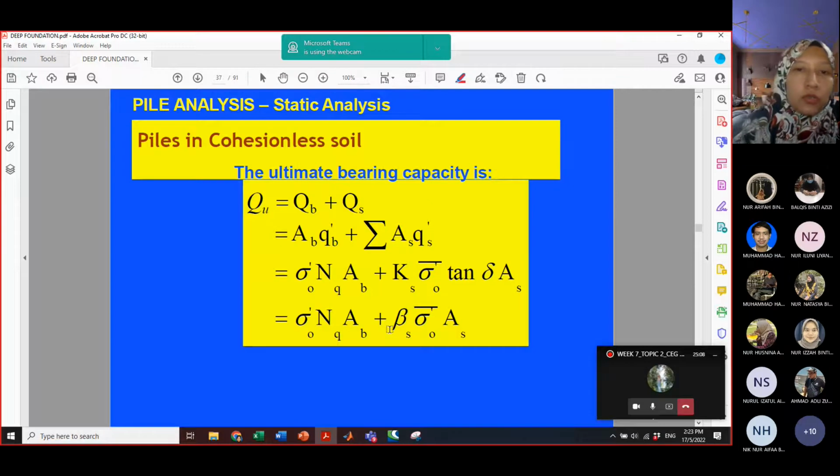So the next one, we go to the static analysis on the cohesionless soil. So the cohesionless soil, if you look at it earlier, is similar to the clay for the beta method. Why? Because earlier in fine soil, we already met the beta method. So the beta method actually comprises between K, S, tangent delta times with average overburden stress times with AS.